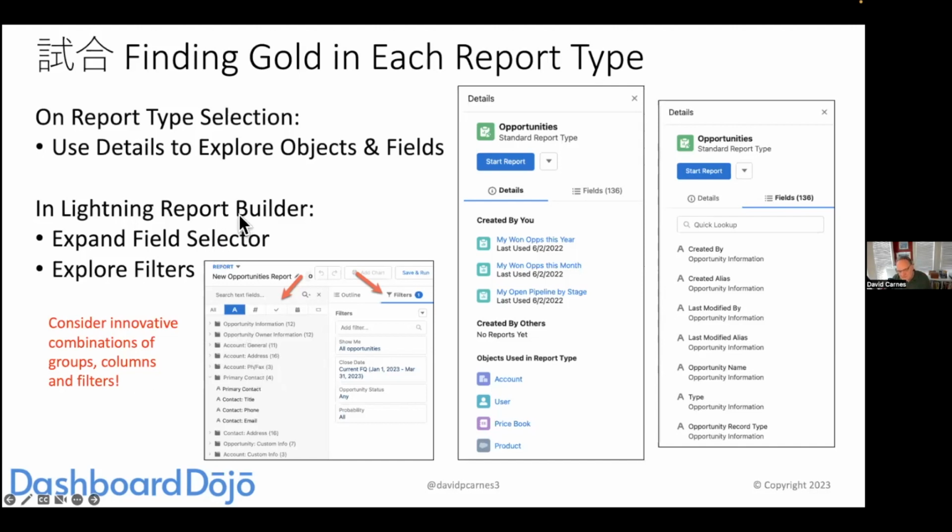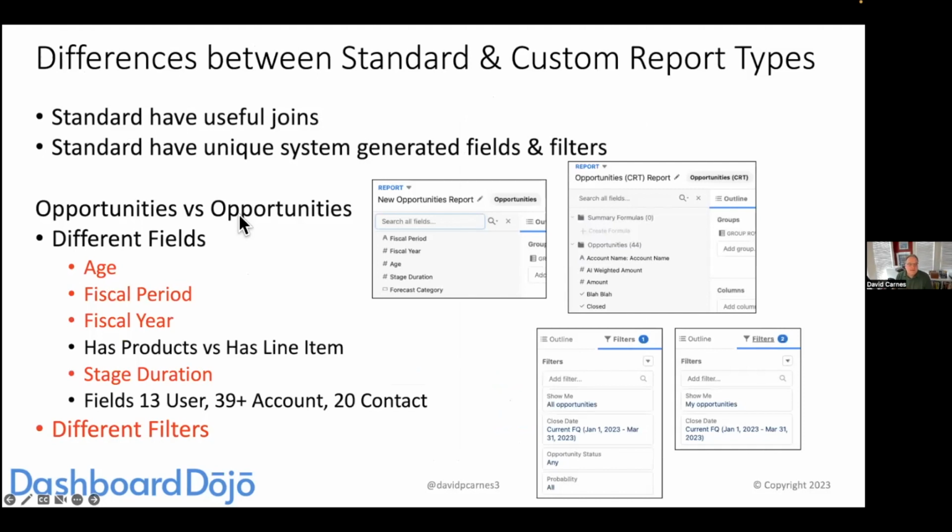So what special fields am I talking about? Here's an example. I want to show the difference between the opportunities standard report type and a custom report type on opportunities. On the standard report type called opportunities, there's a field called fiscal period. There's a field called fiscal year. There's a field called age, and stage duration. These four fields do not exist on a custom report type on the same object.